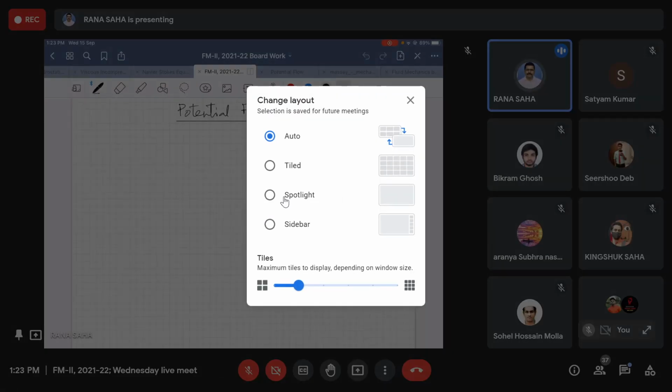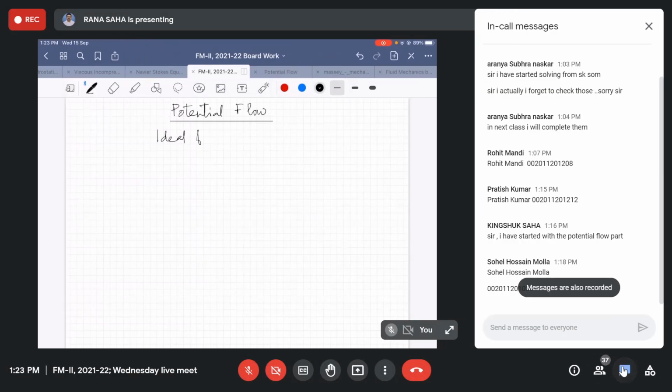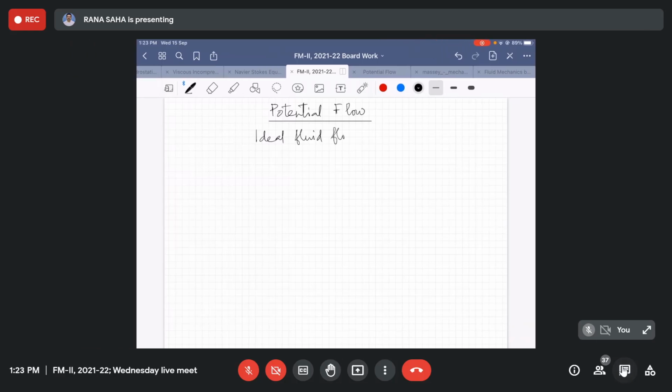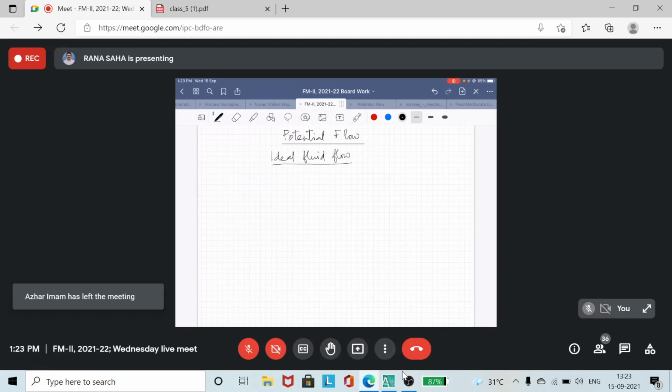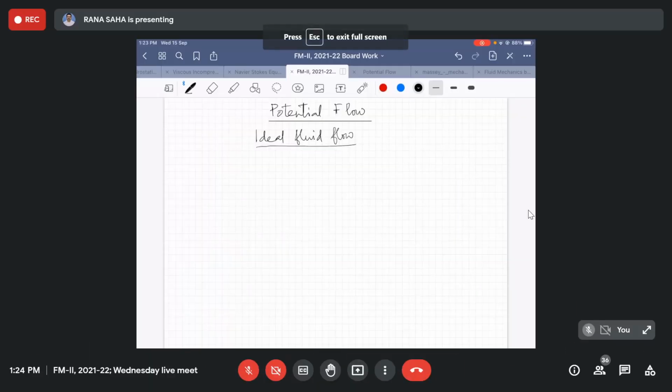Okay. So this potential flow is also known as ideal fluid flow. That means it is not the real situation of the flow we are going to deal with. And this idealization means the fluid is non-viscous, or it is also called as inviscid. Right. And the fluid is incompressible.